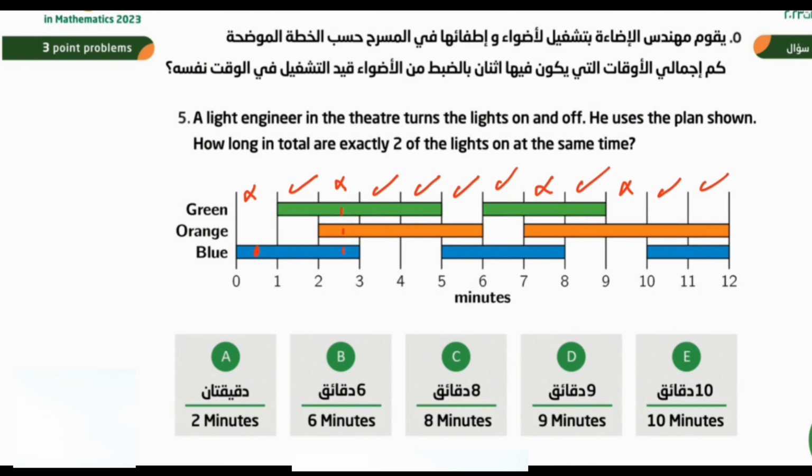So now we are going to count the correct signs and select the correct answer. So we have 1, 2, 3, 4, 5, 6, 7, and 8. So 8 minutes in total, and C is the correct answer.